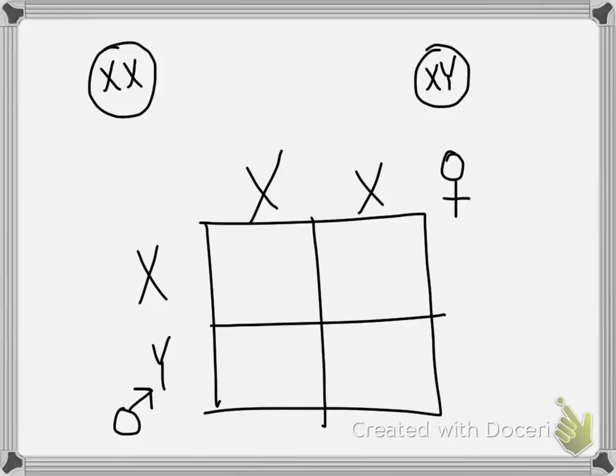All a female can contribute is an X chromosome. So the determination of boy or girl is all down to the sperm. The egg's got nothing to do with sex determination. You get an X sperm, you got a girl. You get a Y sperm, you got a boy.